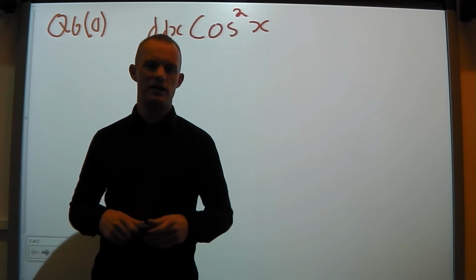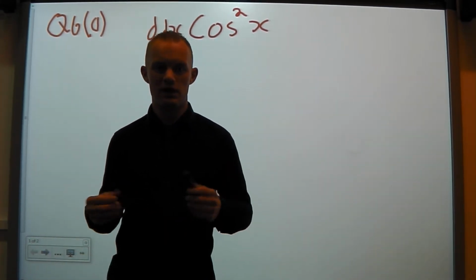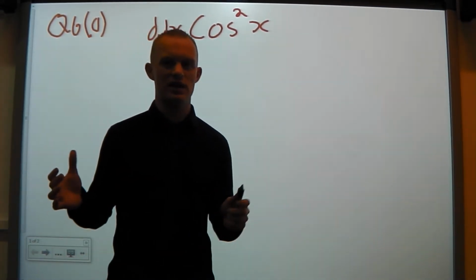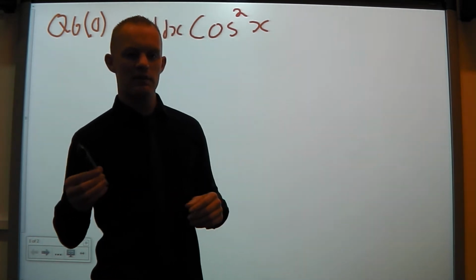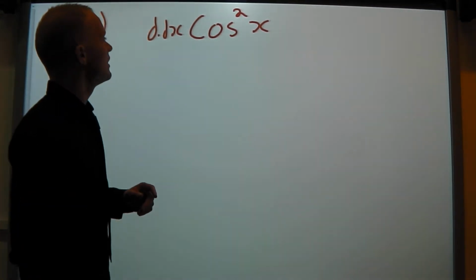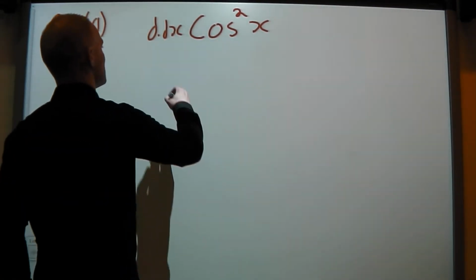Now, this first question here is actually relatively straightforward. Most of this differentiation question is, apart from maybe the last part. So we're asked to differentiate cos squared x with respect to x.